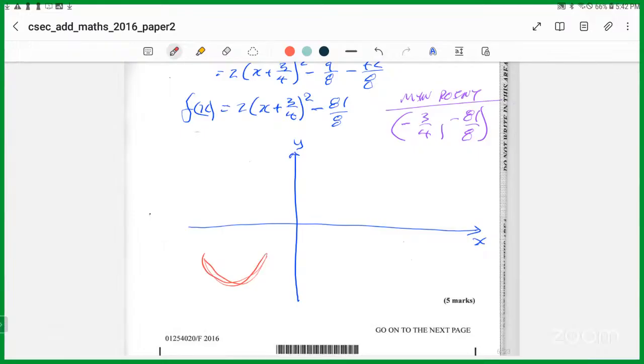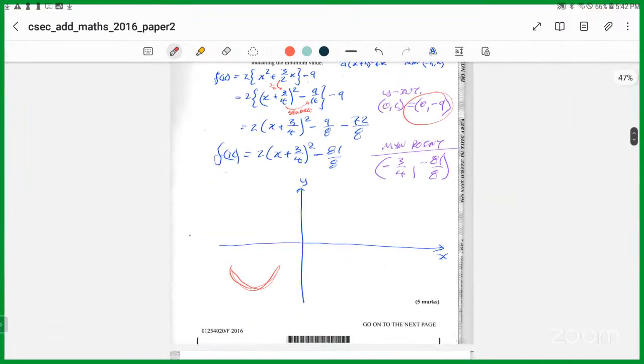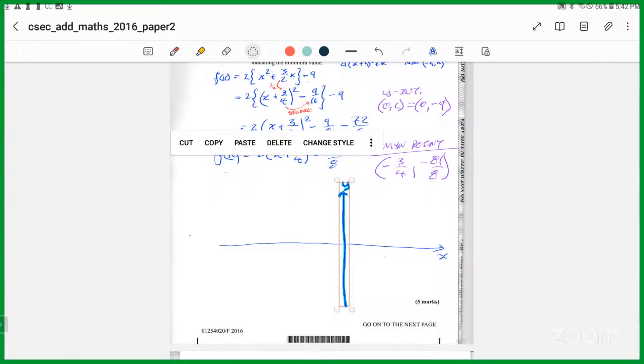Then where does it cross the y-axis? It crosses the y-axis at 0, negative 9. 0, negative 9 is somewhere on the negative part of the y-axis. So we need a smile graph that turns down here and crosses the x-axis down here. And it's a sketch that we're doing. So I'm just going to move this y-axis and put it a little bit more over to the right. Slide it over a little bit, like so. Good.